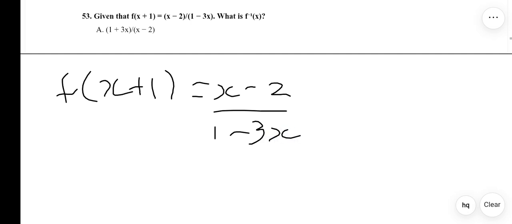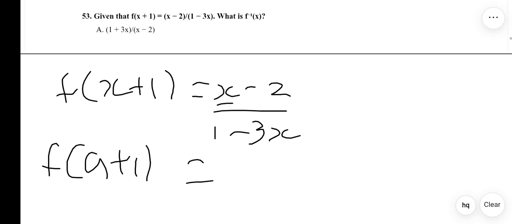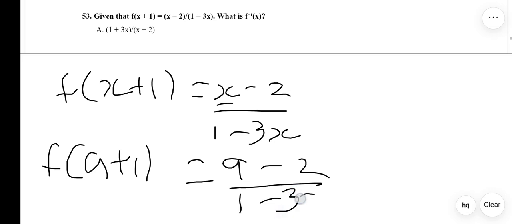So if I now change my inputs from x plus 1 to a plus 1, when my input is x plus 1, I have x minus 2 all over 1 minus 3x. So if I change it to f of a plus 1, that is, I change my x with a, anywhere I have x, I'm going to have a minus 2 all over 1 minus 3a.